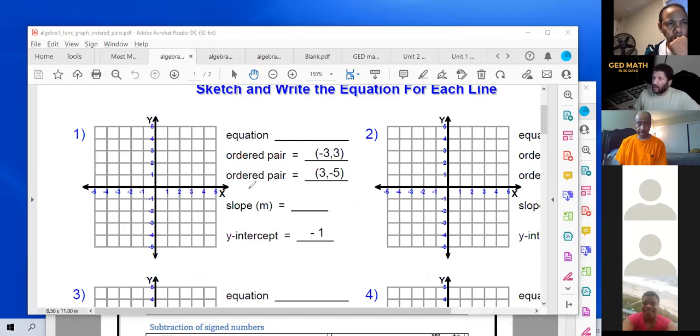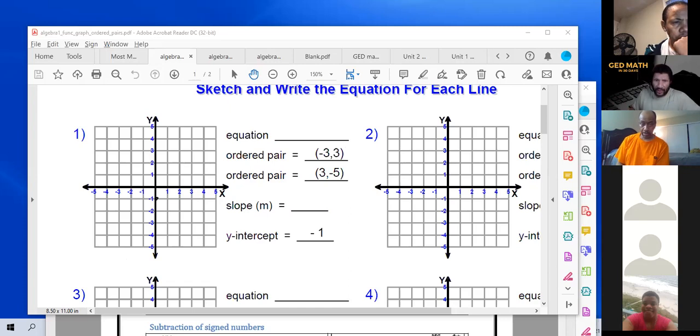First of all, if they ask you to find the equation of a line, in your mind you need to be thinking two things: I need the slope and I need the y-intercept. That's what you need to be thinking immediately. Well, we already have the y-intercept. They already gave it to us. So we know 1 point already right there.